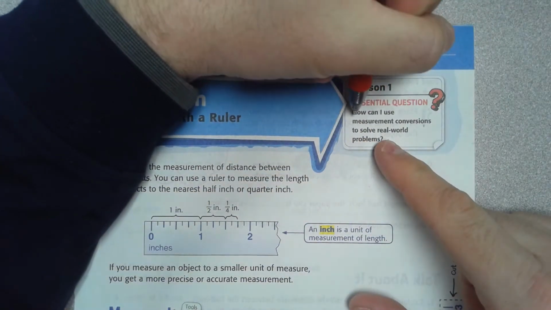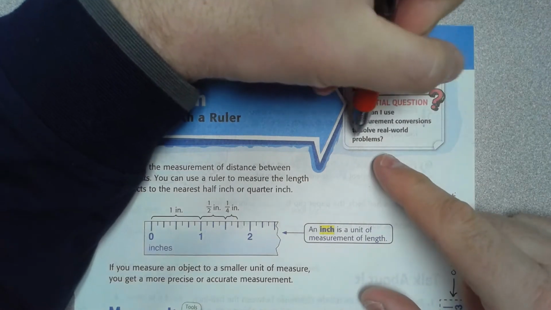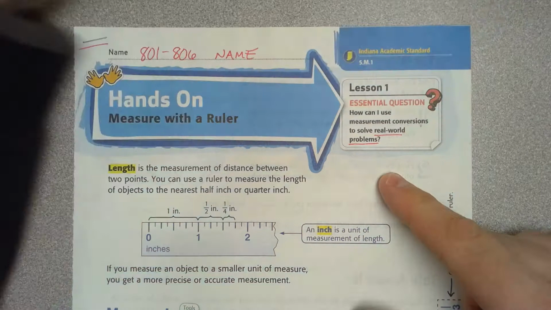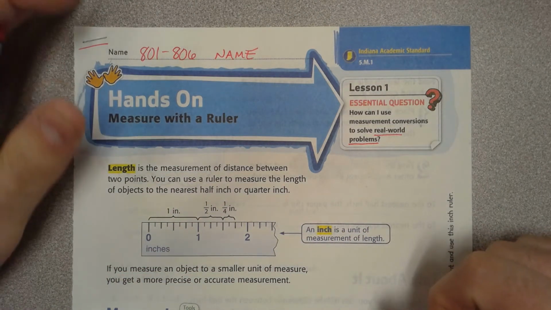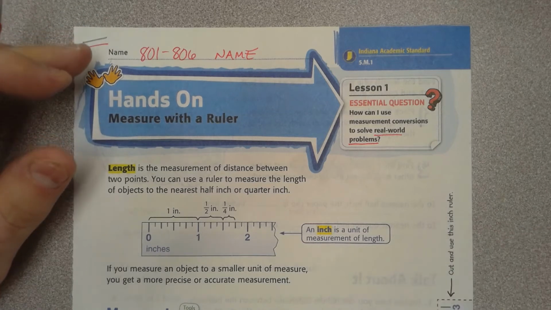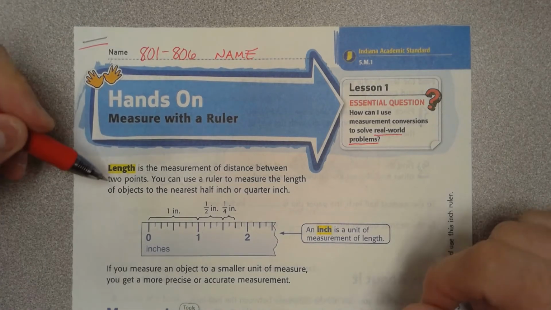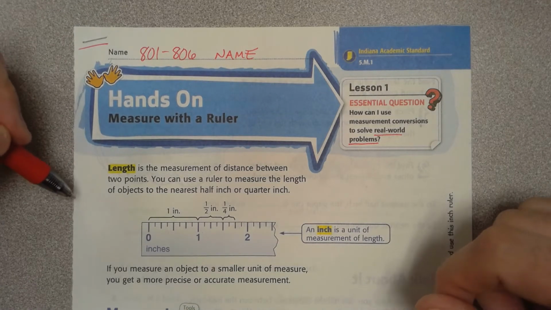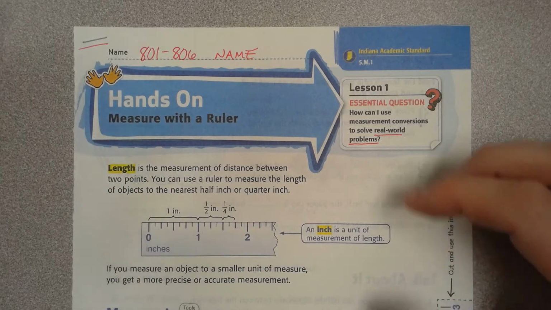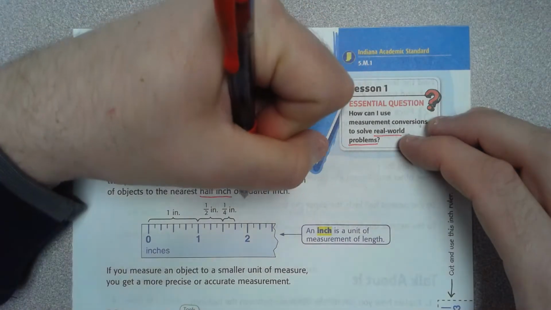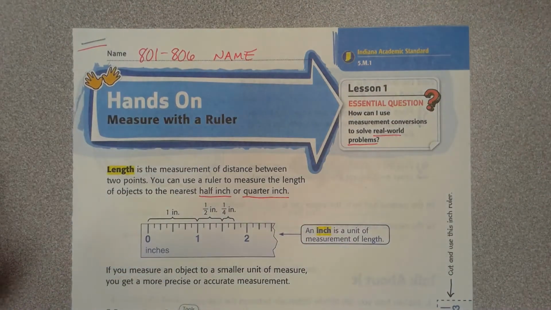So the essential question is, how can I use measurement conversions to solve real world problems? And that's the key thing, real world problems. That's why we do the math that we do, so we can learn about real world stuff. So length is the measurement of distance between 2 points. And you can use a ruler to measure the length of objects to the nearest half inch. That's what we're going to do today, and the nearest quarter of an inch.